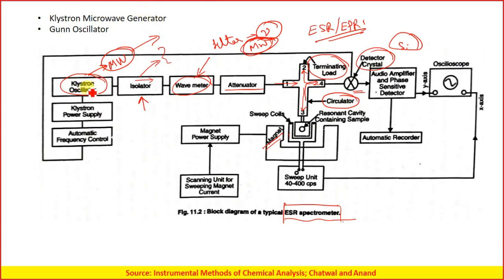As I said, this klystron microwave generator is used for the generation of the microwaves. There is another oscillator which is regarded as the gun oscillator. This is also used for the generation of the microwaves in modern day ESR spectroscopes.